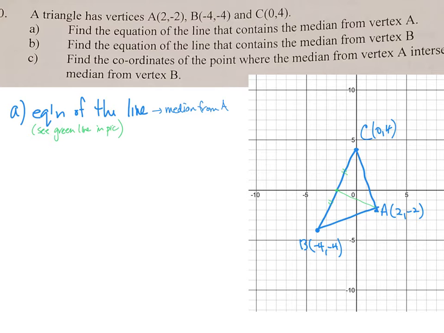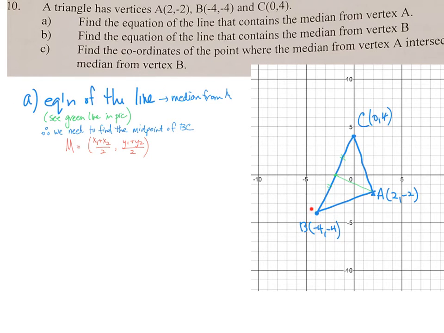Part A says we want to find the equation of the line that contains the median from vertex A. So I've drawn the median from vertex A. That green line is going to cut BC in half, because median means the line from A that cuts BC in half. So this part of BC has to be equal to this part of BC.